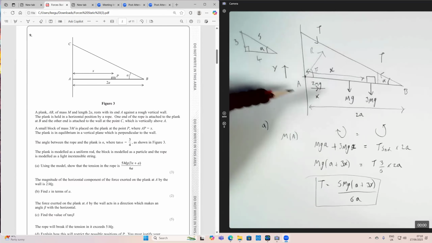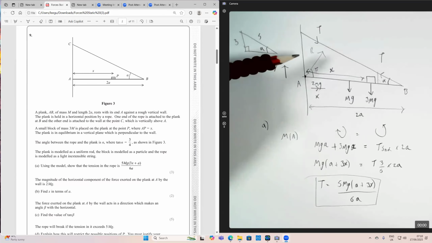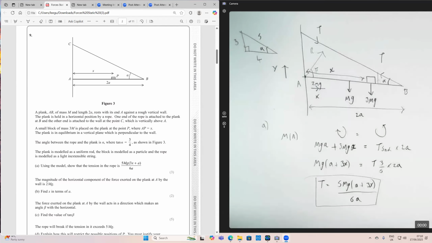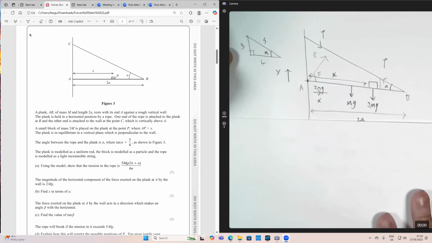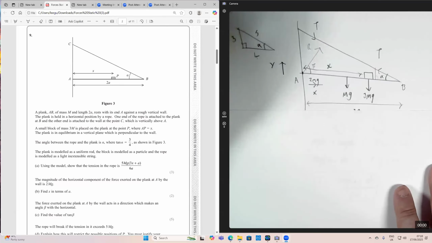Often in these kind of questions, they ask us to subsequently find out what R is or what beta is. In this case, they want us to find tan beta. So we need to find the vertical component of this reaction. We know the horizontal, we've been given that. So now we need to resolve vertically. It's going to be worth 5 marks, so we've got to be careful not to make any mistakes here.